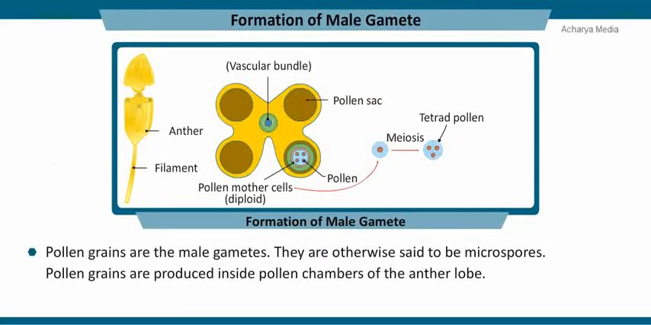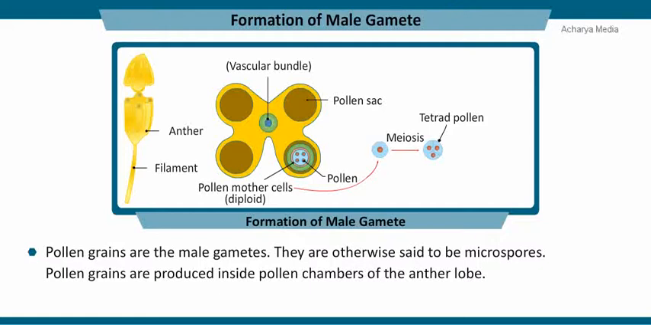Pollen grains are the male gametes. They are otherwise said to be microspores. Pollen grains are produced inside pollen chambers of the anther lobe. The spore-forming tissue present inside the anther lobe develops as pollen mother cells or microspore mother cells. Each diploid microspore mother cell, that is 2N, undergoes meiotic division to form 4 haploid pollen cells, that is N.